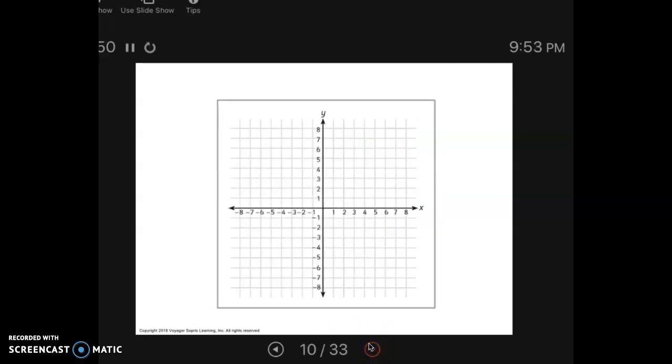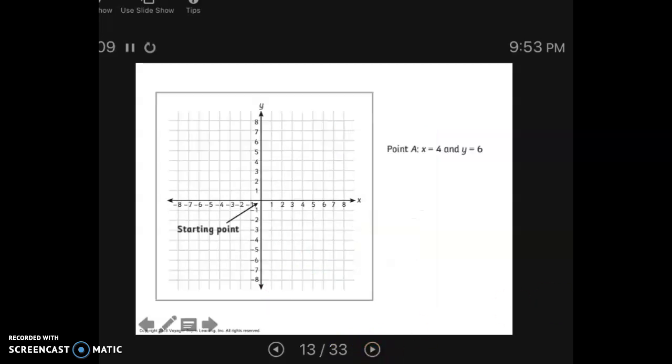We can expand what we know about dot graphs into something called coordinate graphs. In a coordinate graph, the x-axis is the horizontal line, and the y-axis is the vertical line. We can find points on a coordinate graph using pairs of numbers called coordinates. The coordinates for point A are x equals 4 and y equals 6.